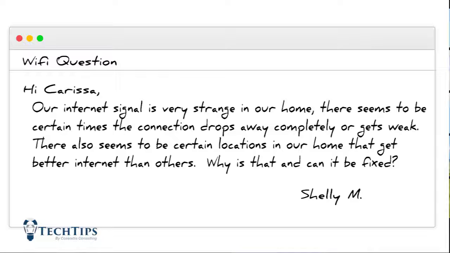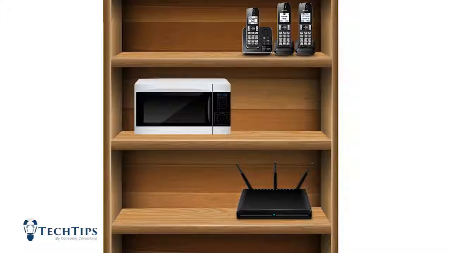Our internet signal is very strange in our home. There seems to be certain times the connection drops away completely or gets weak. There also seems to be certain locations in our home that gets better internet than others. Why is that, and can it be fixed? This can be very frustrating. You may need to relocate your wireless router.